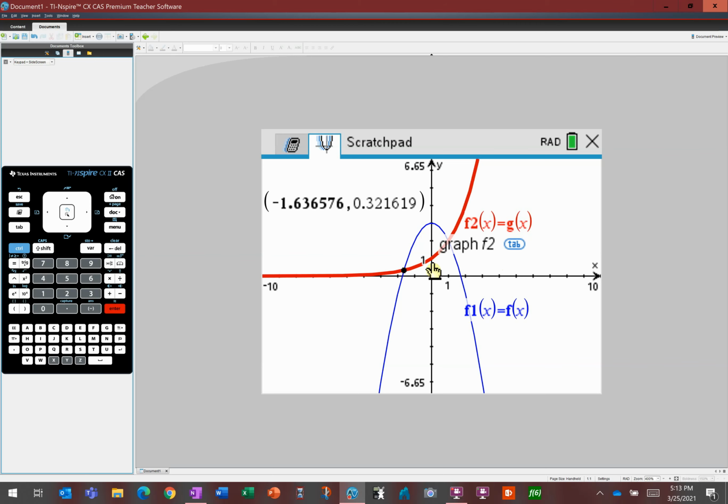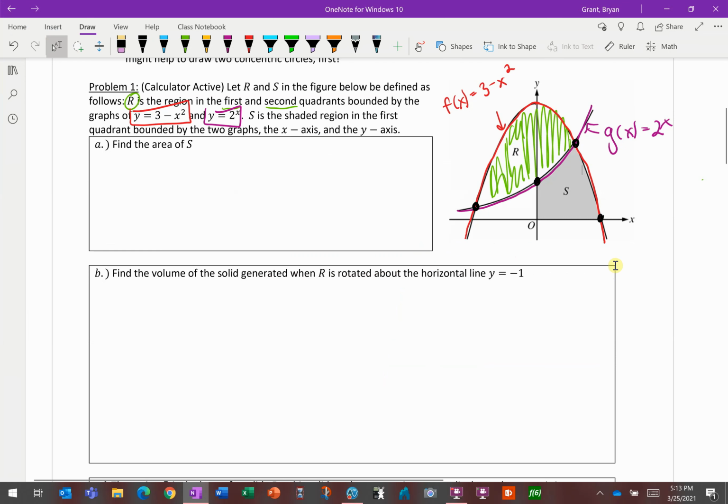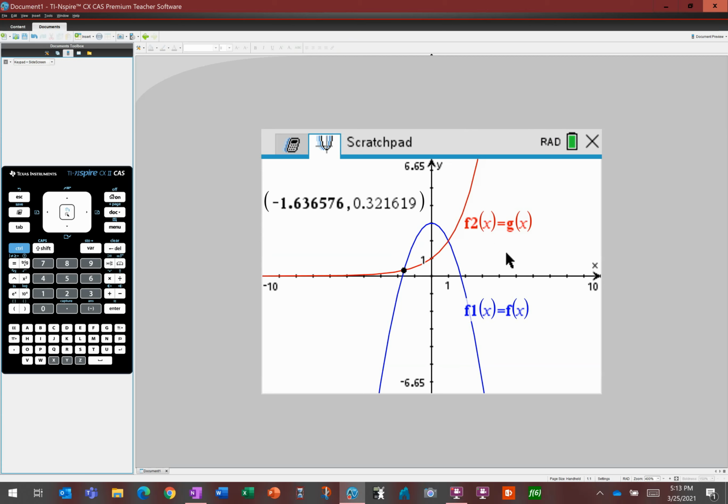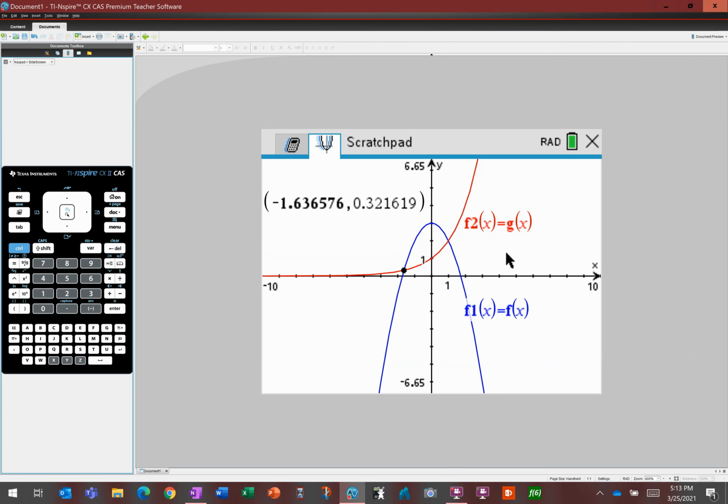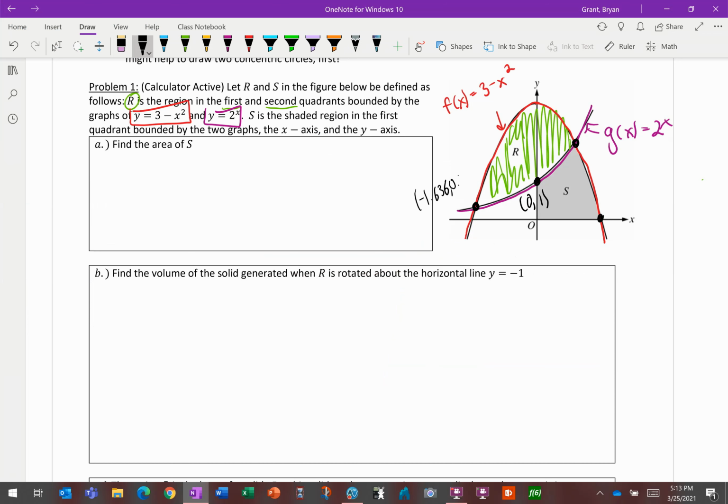So let's go ahead. The y-intercept is easy, isn't it? I think we should know how to find a y-intercept. You just replace x with 0. So my y-intercept is just 0, 1. That's not bad. This x-intercept was negative 1.636, comma, the y was 0.321. There we go.